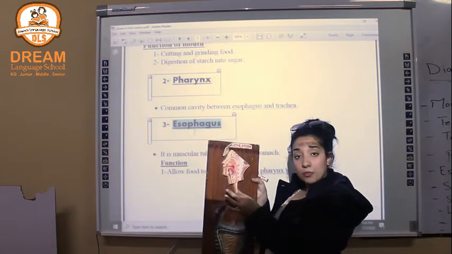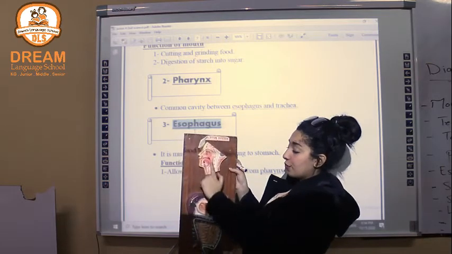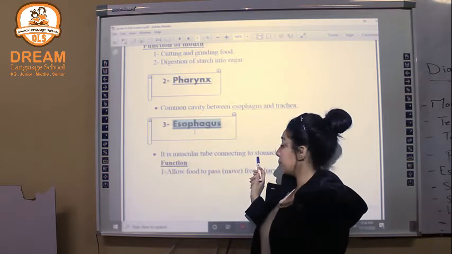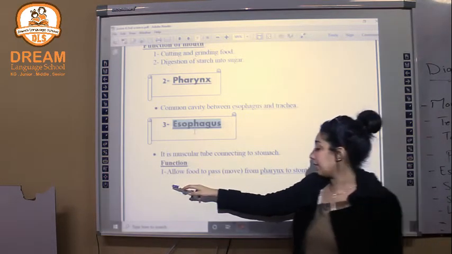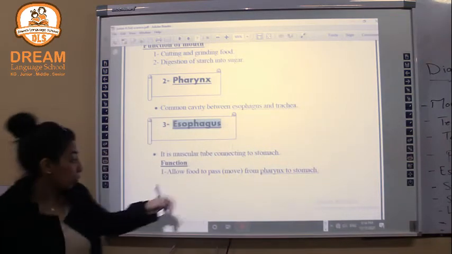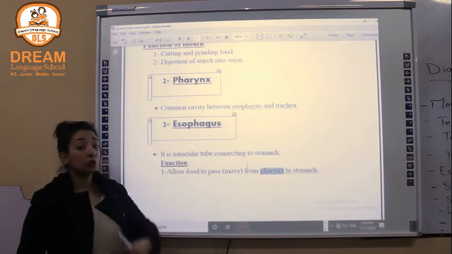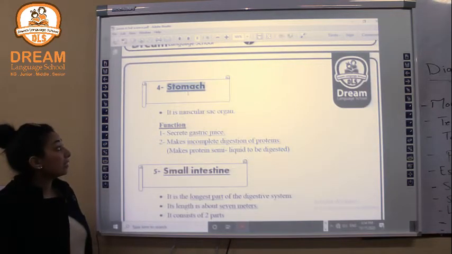So the function of the esophagus is to allow the food to pass from the pharynx to the stomach. So it's a muscular tube connecting to the stomach, makes you go to the stomach. The meaning of the word allow is to go, is to move, is to make the food move from the pharynx to the stomach. Only that. Let's go to the stomach.